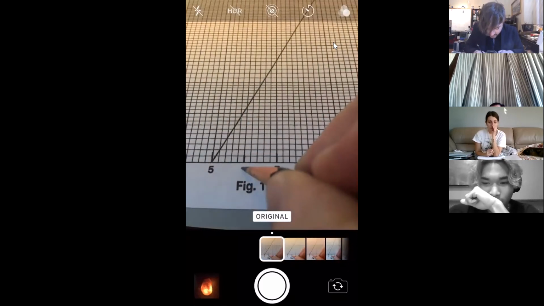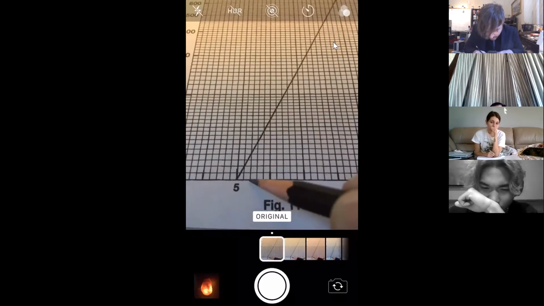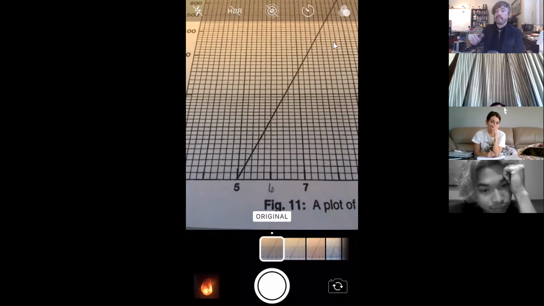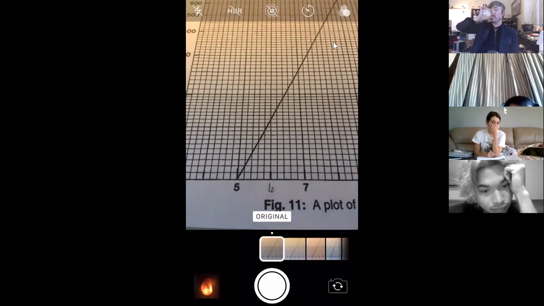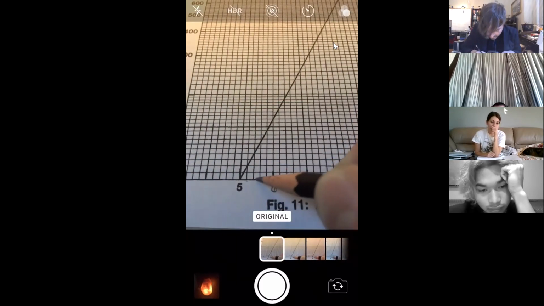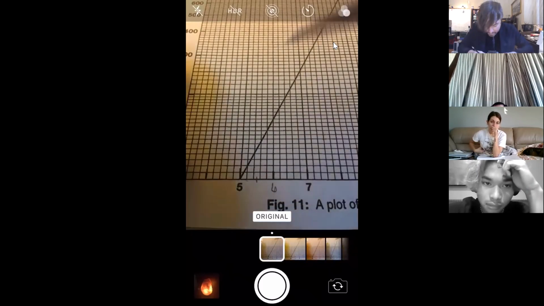5.5, let's see, that's 6, right? So what is each, let's see if you guys remember anything from our previous lab. What is each little tick box worth there? How do you do that? It's 0.2. So this would be 5.2, 5.4, and 5.5 would be right there.